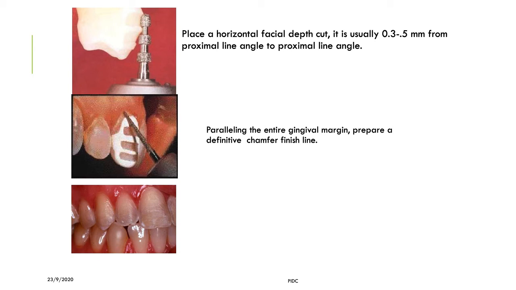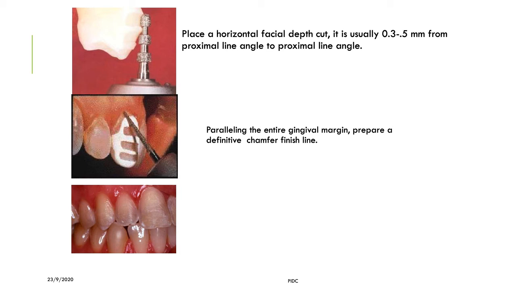Coming to tooth preparation of veneers, it has four aspects: labial reduction, interproximal reduction, incisal reduction, and cervical definition. First is placement of the horizontal facial depth cuts, usually 0.3 mm to 0.5 mm, from proximal line angle to proximal line angle. Make these depth cuts at the junction of the cervical and middle third of the facial surface of the tooth. Then, paralleling the entire gingival margin, prepare a definitive chamfer finish line.